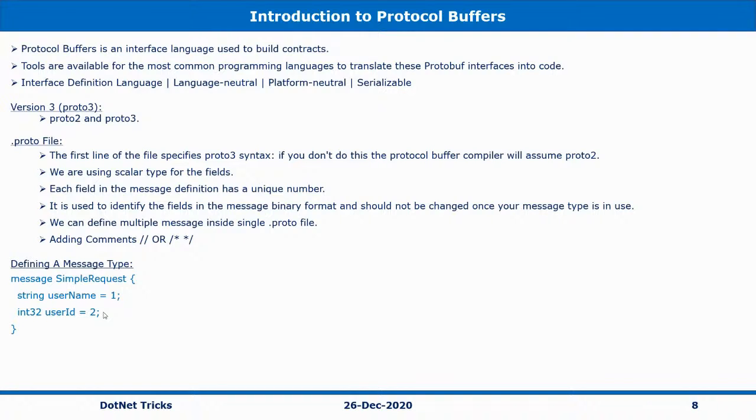Okay, and it is to identify the fields in the binary message format and should not change. Once you assign it, you should not change. You can bump that number, and we can have multiple messages inside a single proto file. We'll see how to create that.